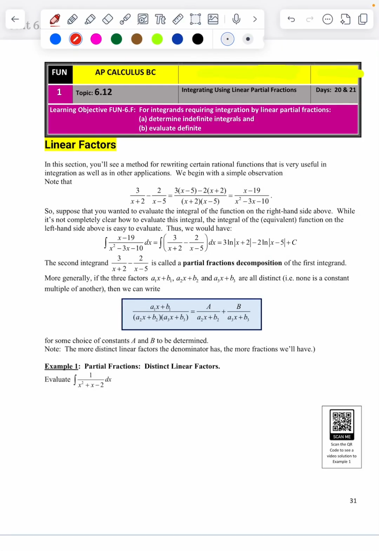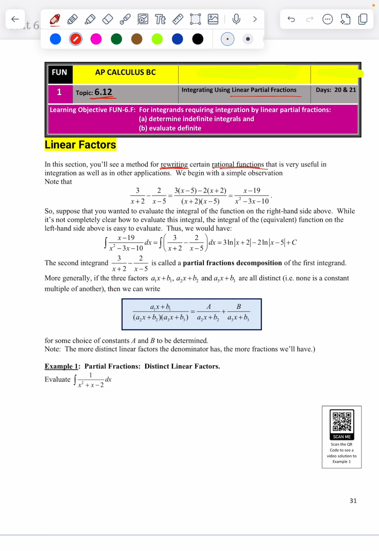All right, so the last type of integration technique is in section 6.12, which is using linear partial fractions. This is another way of breaking down a function so that we can utilize something that we already know for integration. In this section, you'll see a method for rewriting certain rational functions that is very useful in integration, as well as other applications.